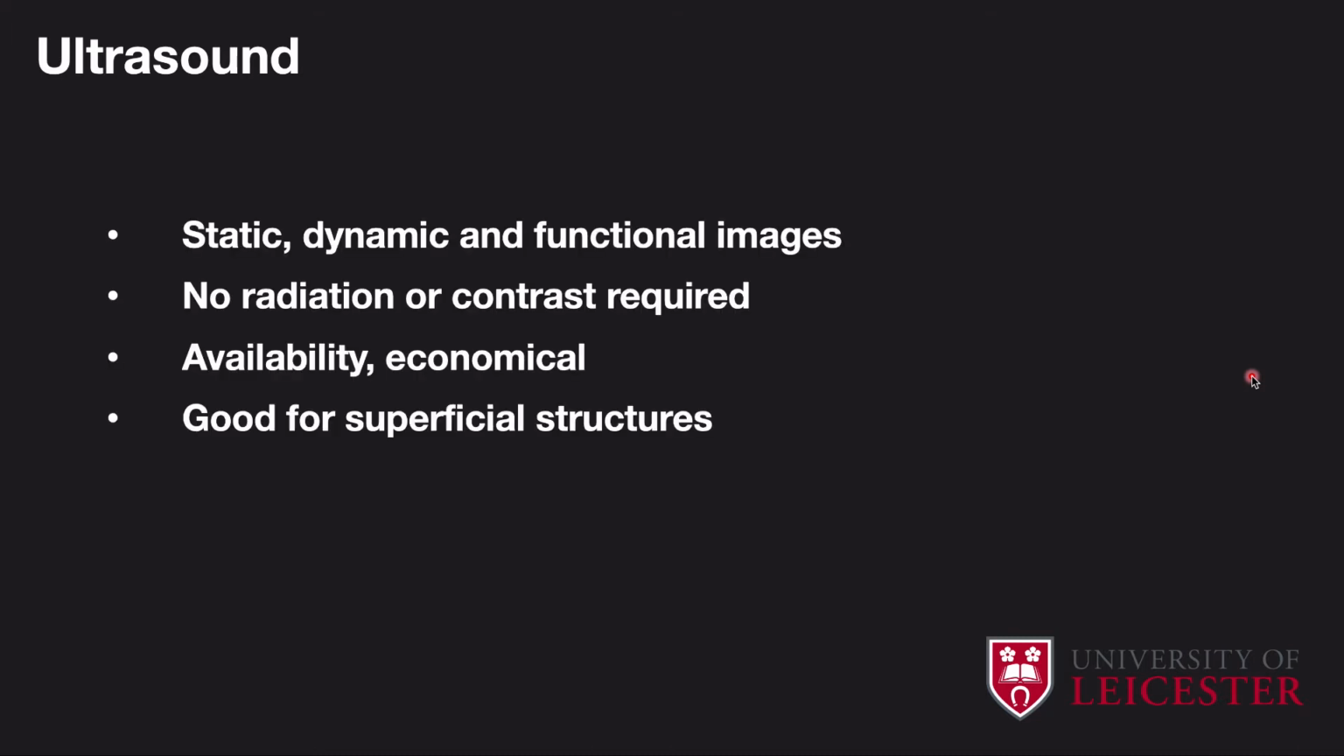Because it is real time, the images can be displayed either static or dynamic, and functional information such as direction and speed of blood flow can be measured. No radiation or contrast is used. It is readily available, relatively cheap, and very good for superficial structures such as neck and limb vessels. One drawback is that it is very user-dependent.